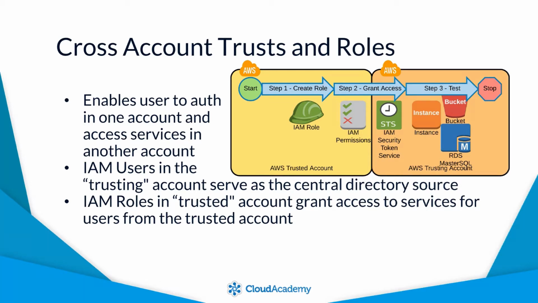Typically, there is one account that is central, and that is where IAM users are created. I'll call this the trusting account. This trusting account serves as an authentication source. IAM now becomes the central directory where user IDs are maintained. Then users are given roles that permit access to the other account. Let's call this the trusted account. It is this role in the trusted account that authorizes access to the services that are granted to users in the trusted account. A basic three-step process is all that is needed to establish this relationship between the trusted and trusting accounts.